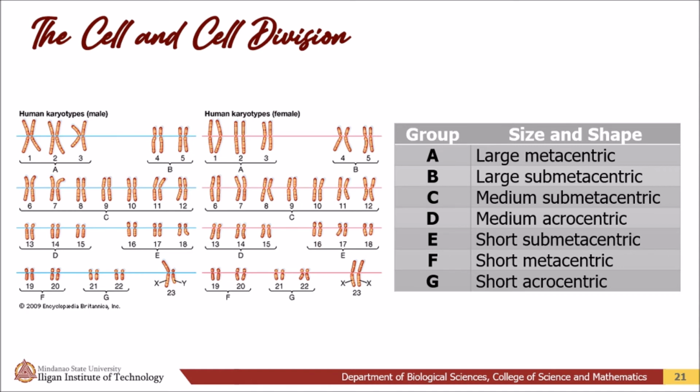Group D, which includes 13 to 15, are medium acrocentric. Group E, which includes 16 to 18, are short submetacentric. Group F, which includes 19 and 20, are short metacentric. And lastly, group G, which includes chromosomes 21 and 22, and Y, are short acrocentric.